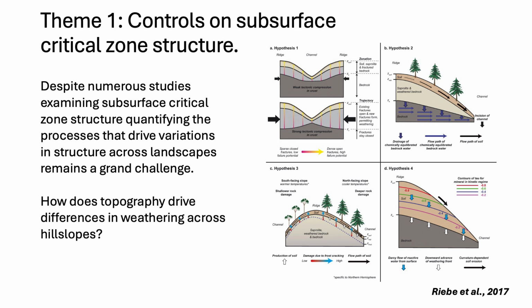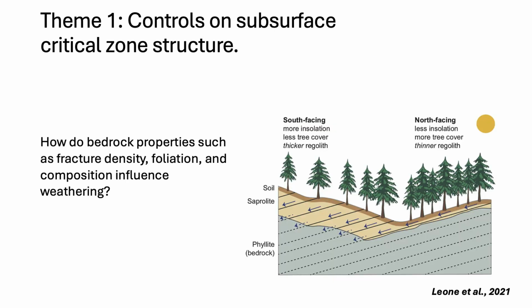And these hypotheses talk about things like regional stress regimes, the flow of groundwater beneath hill slopes, and how variations in slope aspect drive differences in temperature. This just demonstrates the complexity of really trying to understand the main processes driving critical zone weathering in a given landscape. The other component for theme 1 is thinking about how underlying bedrock properties influence subsurface weathering. So this includes thinking about things like the underlying fracture density, the foliation of the underlying bedrock, and also the bedrock composition. And I think this is a nice example of how the underlying geology matters.